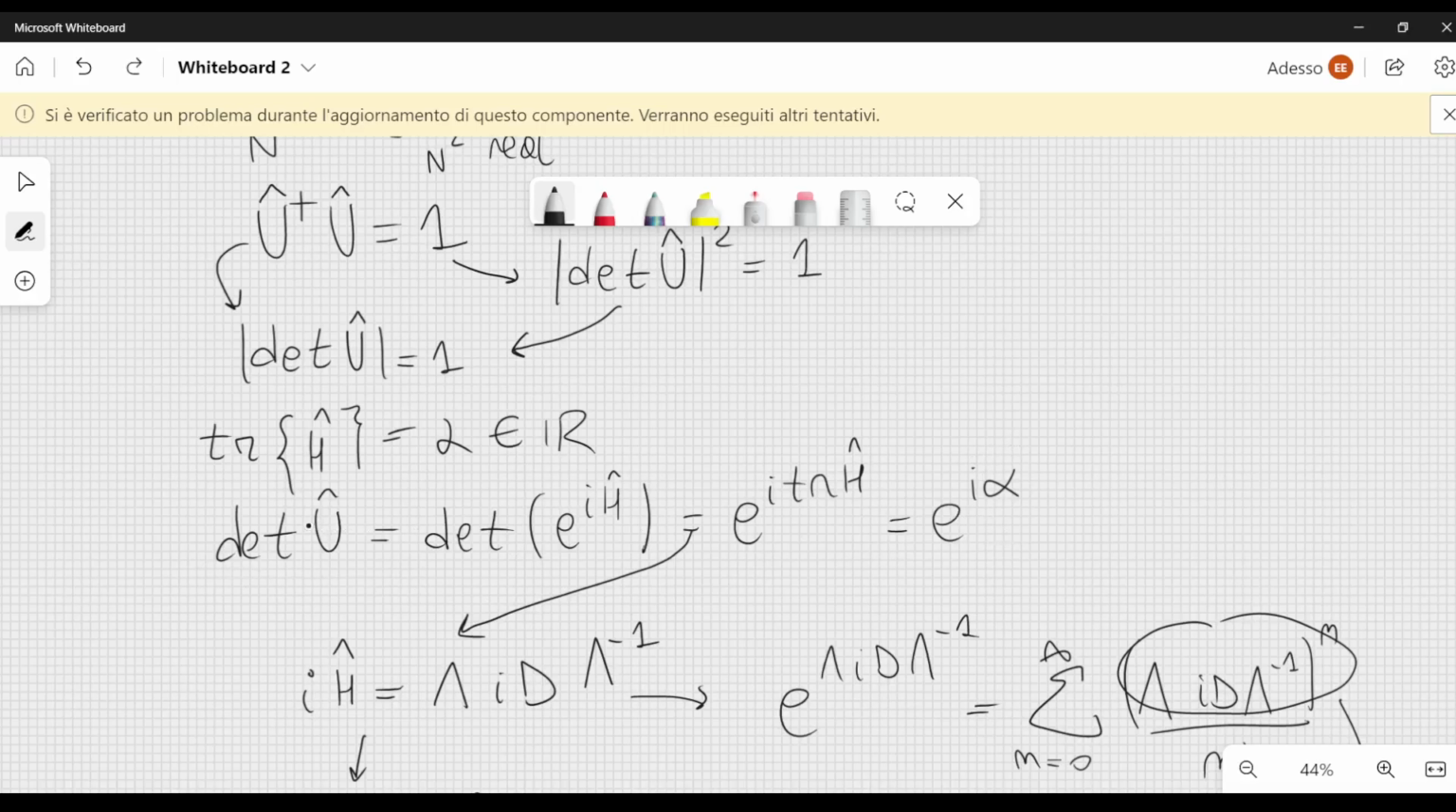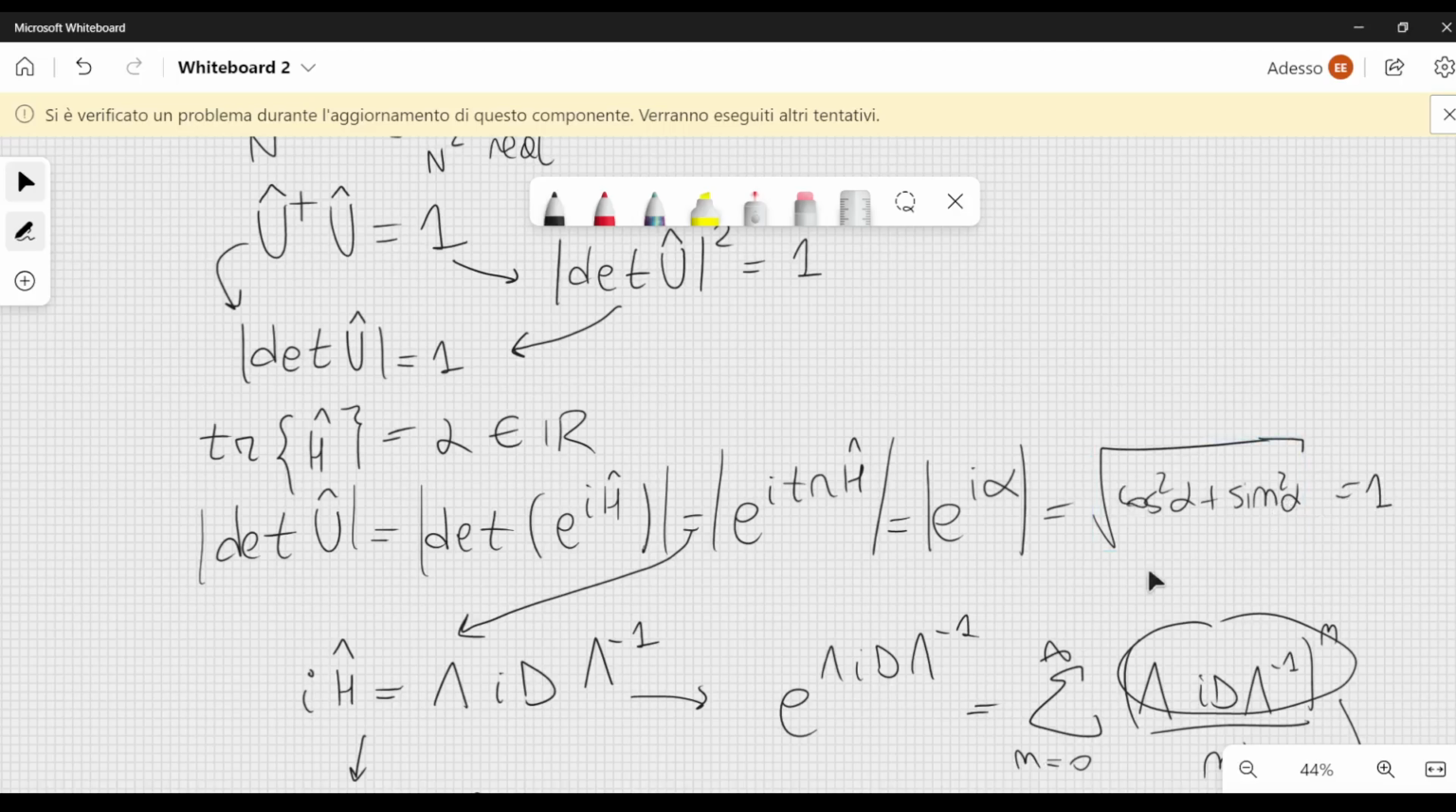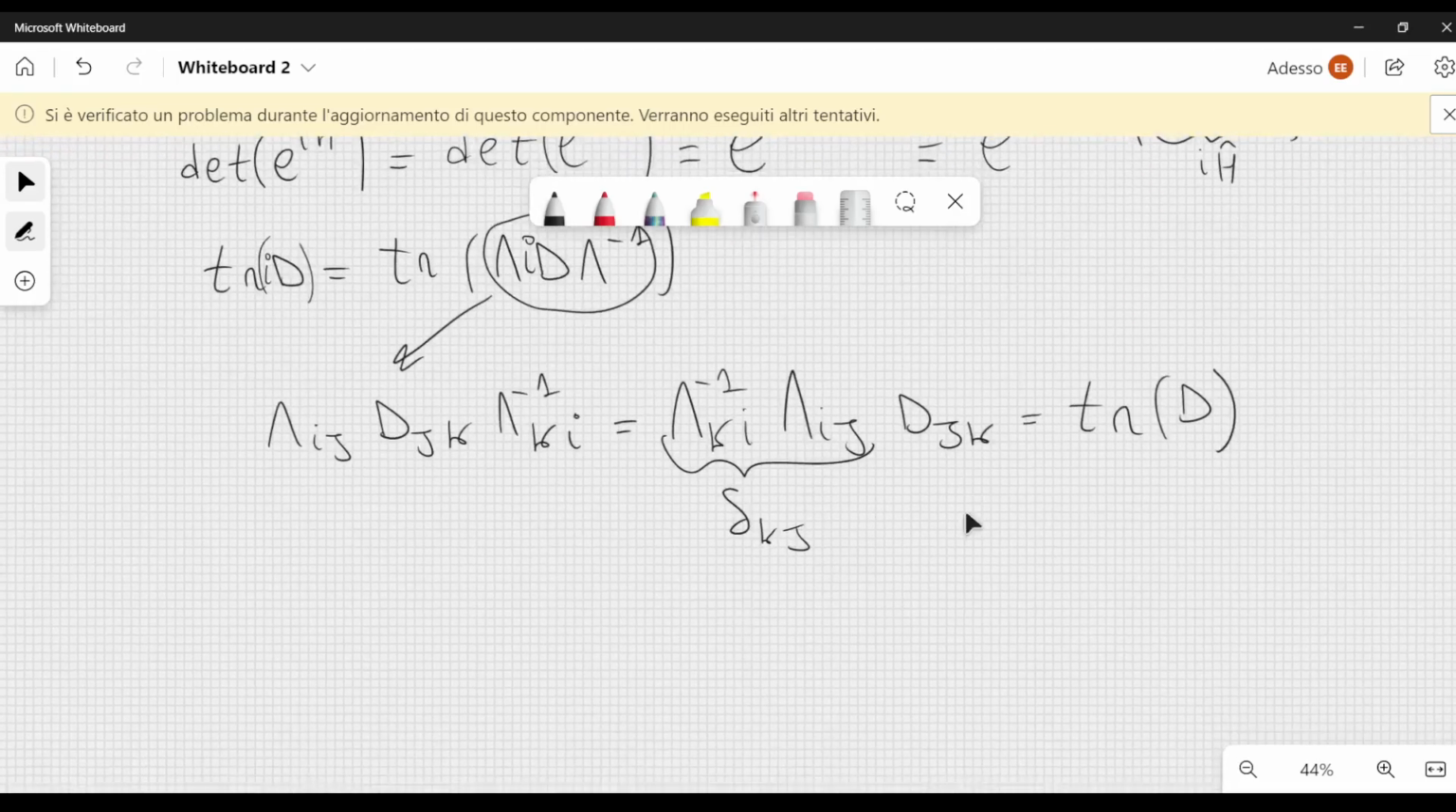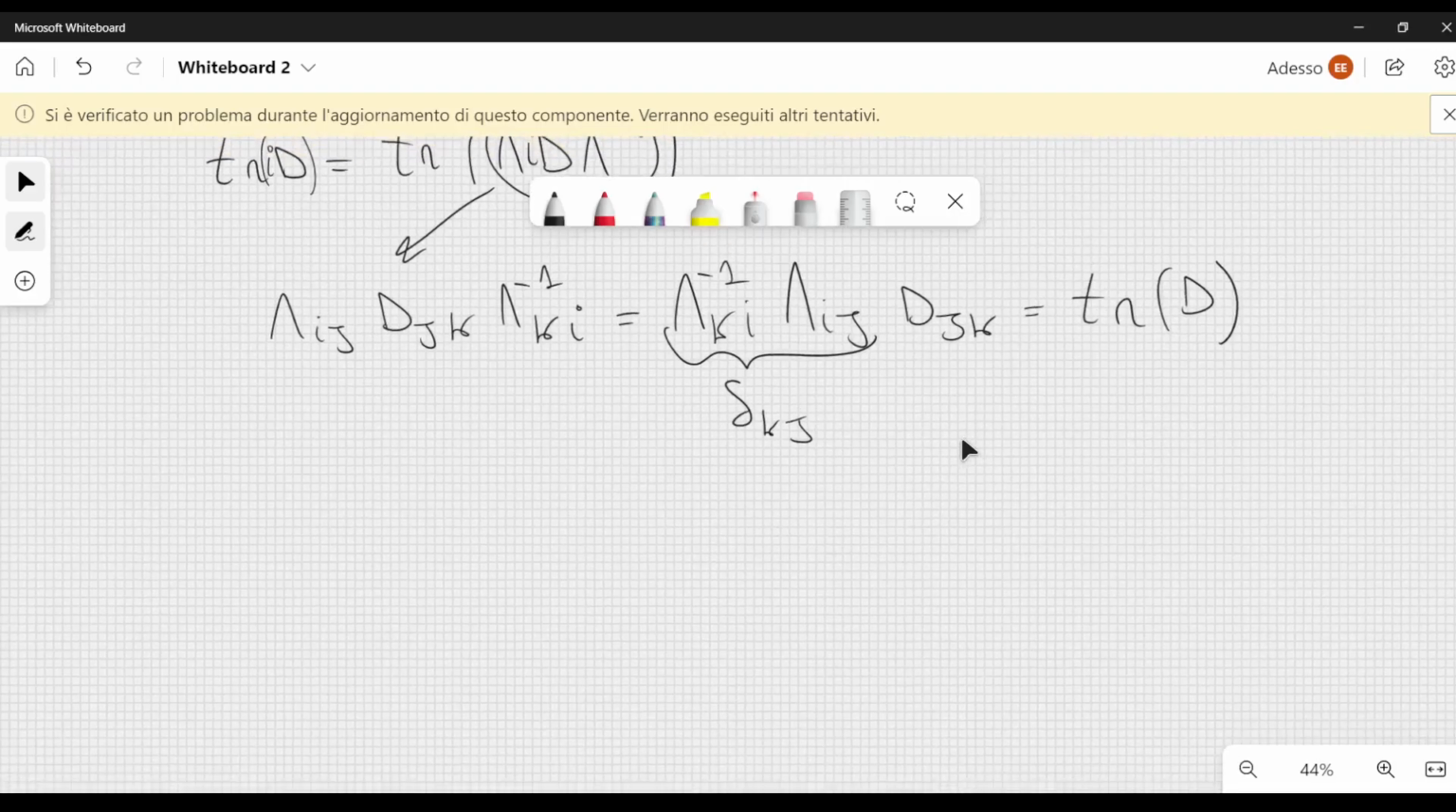So if you take the magnitude of this, the magnitude of a phase, this is equal to the square root of cosine squared alpha plus sine squared alpha, right? So this will be just simply equal to 1. And these are very useful properties of this kind of matrices, these unitary matrices.